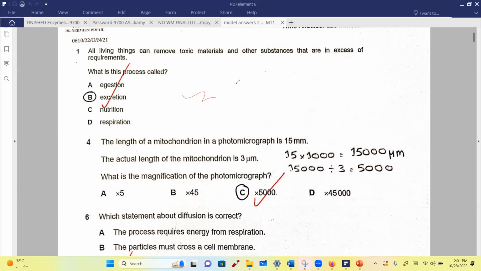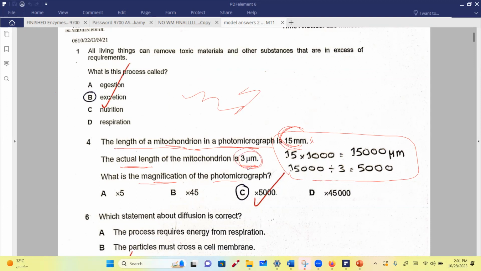Okay. Now here, the length of the mitochondria in a photomicrograph is 15 millimeters, and the actual length is 3 micrometers. What is the magnification of the photomicrograph? Now, this student here wrote exactly the steps she did in order to get this answer. Didn't you notice that this is 15 millimeters and this is 3 micrometers?